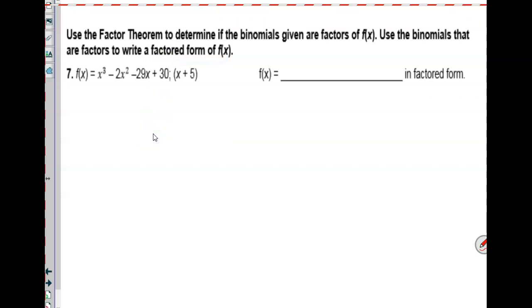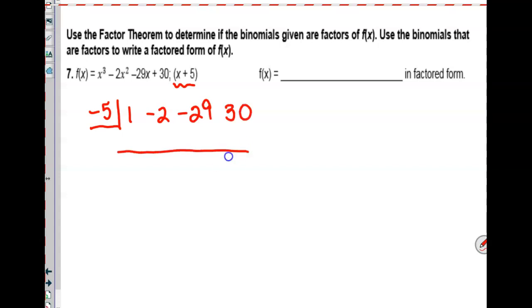All right, so they want to know to determine if the binomials are factors. Okay, so what are we going to do? Do we have to do long division? No. So what goes in the little box if we're going to do synthetic? -5, which is the 0 for this that they want us to determine if it's a factor. Across the top, we have 1, -2, -29, and 30. No placeholders needed, right? Okay, the last one is going to be our remainder.